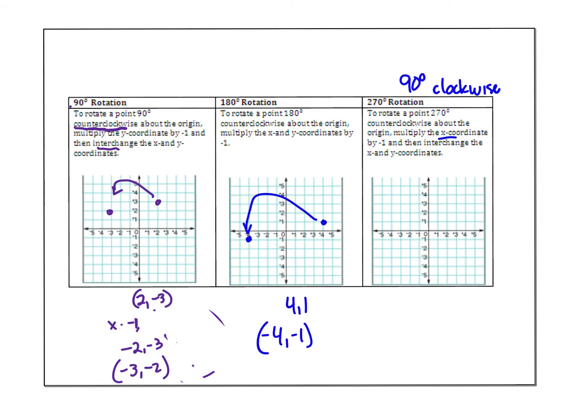So let's do one like this. If I start at negative 1, negative 3, and I need to rotate it 270 degrees counterclockwise about the origin. Counterclockwise means I'm going 90, 180, 270. I'm going to end up in this quadrant. So I'm going to multiply the x times negative 1. So that becomes 1, negative 3. And then I switch them. Sorry, not quite. So I'd go negative 3, 1. And there's my rotation.